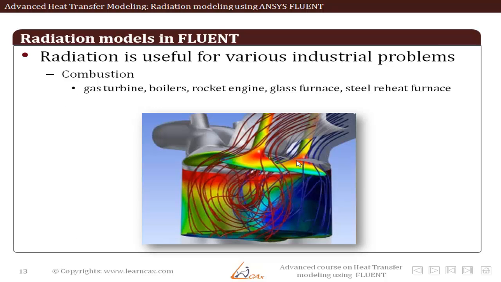So radiation is useful for various industrial applications. First is combustion. Examples are in gas turbines, boilers, rocket engines, glass furnace, steel reheat furnace, various types of engines, that is combustion engines, IC engines, diesel engines.